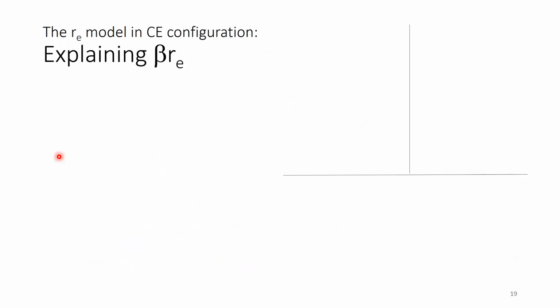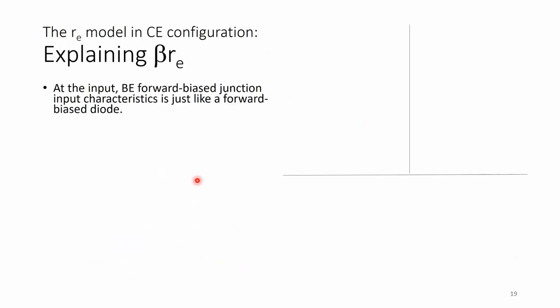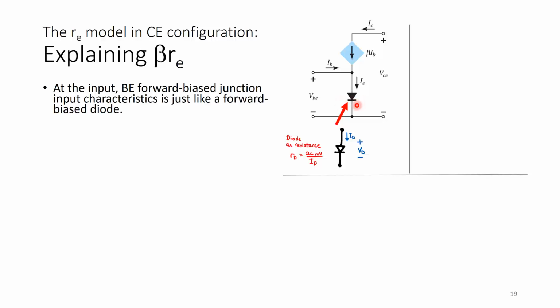Okay, explaining beta RE. For each of beta RE, beta IB, and R out, we're going to explain why it's there. So at the input, the base emitter forward bias junction input characteristic is actually just like a forward bias diode. Here, ignore the other parts first. This part here is just like a forward bias diode, and we know that VBE is 0.7 because it is just a PN junction. Now, if we replace it with a diode, we know that diode AC resistance is rd equals 26 millivolts over ID. This is a concept of diode that was covered earlier.